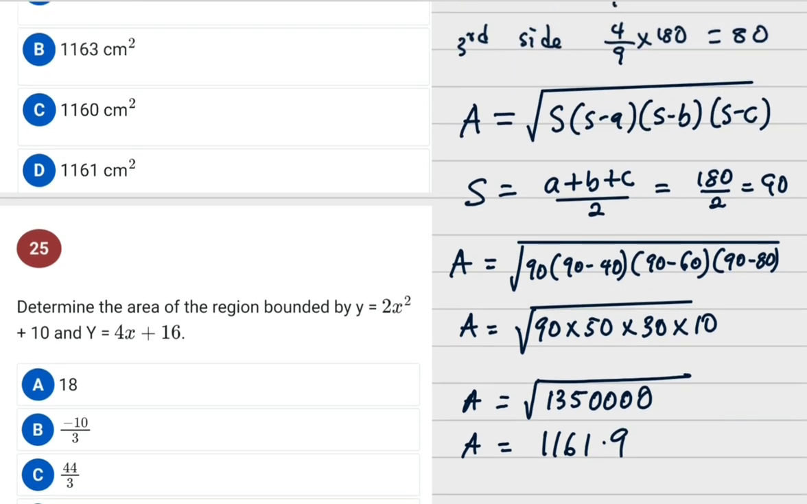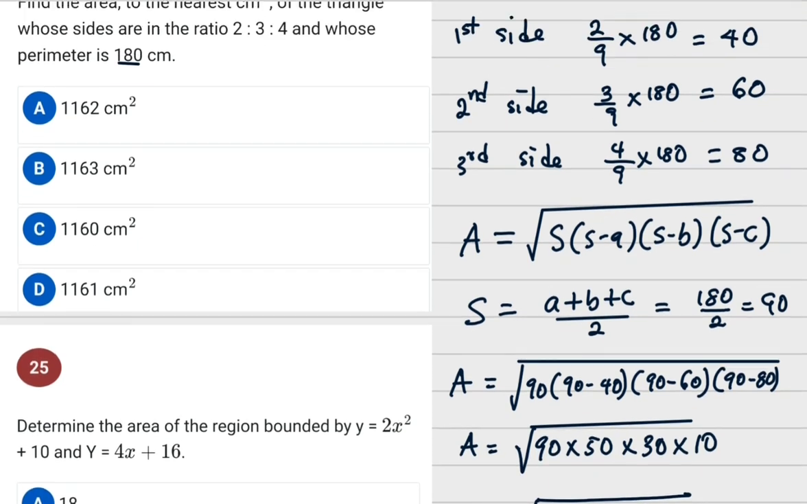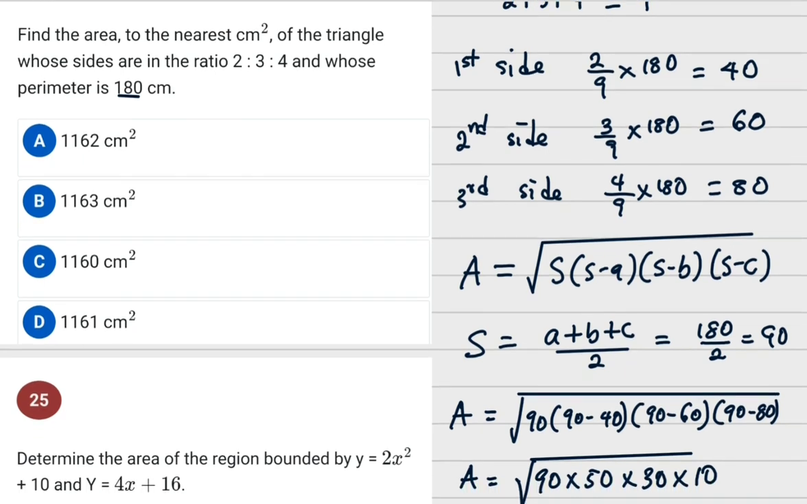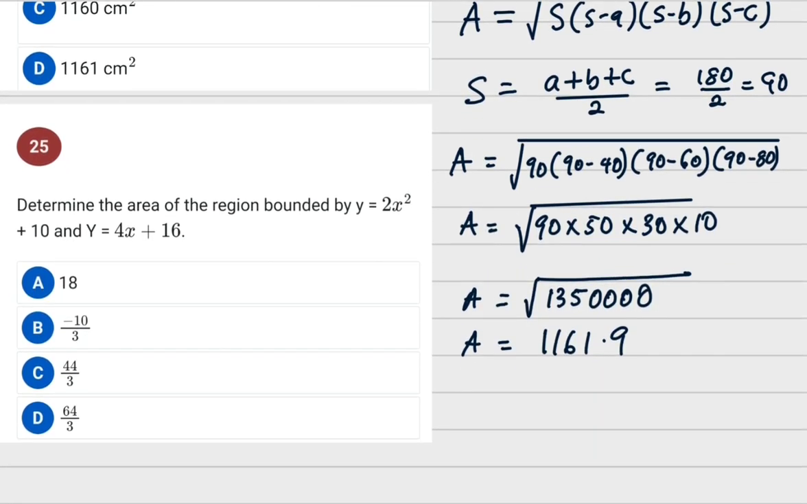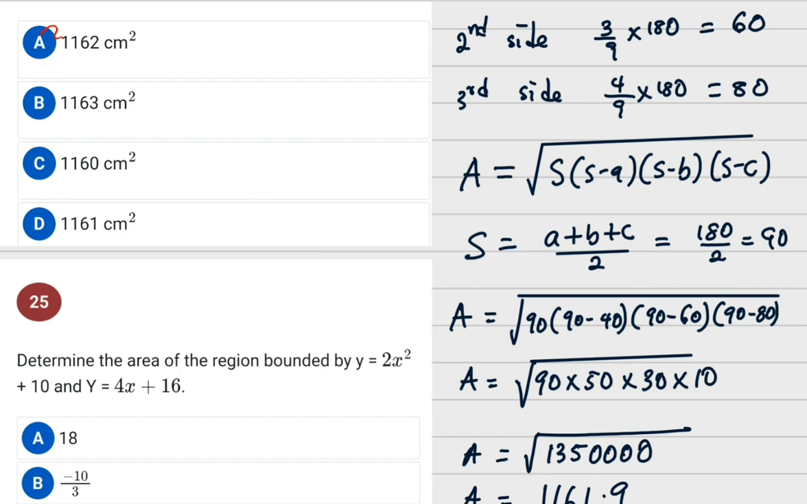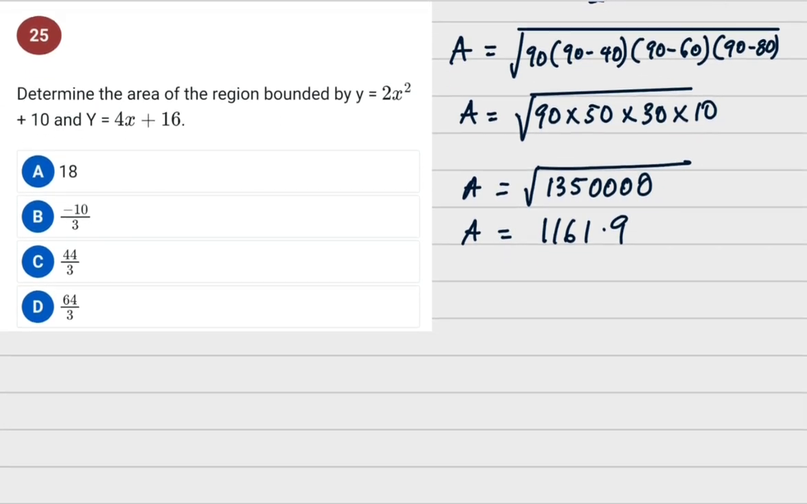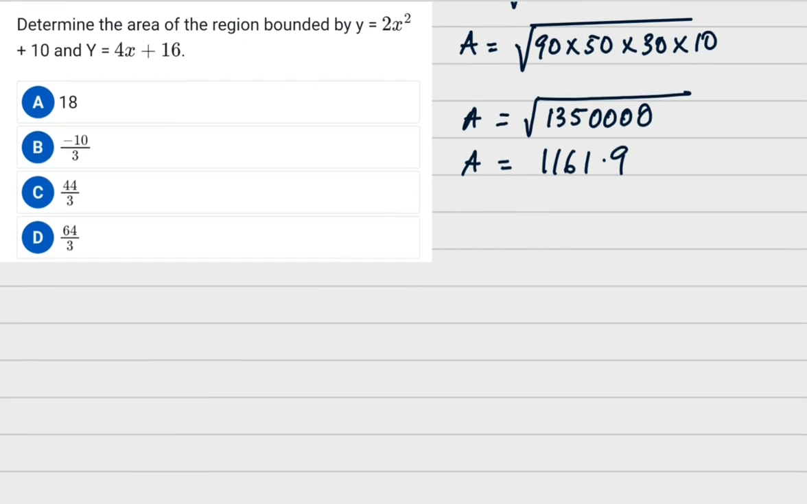Okay, so by the time you find the square root, you are going to have 1161.9. But what did they say to the nearest what? Okay, all right, now if you check this opposite to the nearest whole number, okay, so this should be A. So my answer is A, which will be 1162. All right, so we are done with that. Then let's go to number 25.